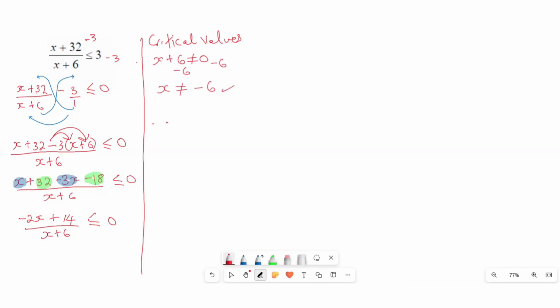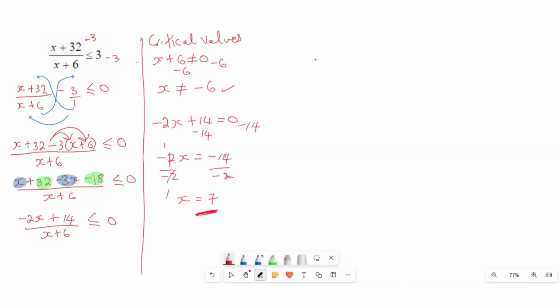Let's find the next critical value by taking negative 2x + 14. We're going to set this equal to 0 and solve. We subtract 14 from both sides, so we're left with negative 2x, which is equal to negative 14, okay? In an effort to do this, we're going to divide both sides by negative 2. So x is equal to 7. Here it is, I do have another critical value.